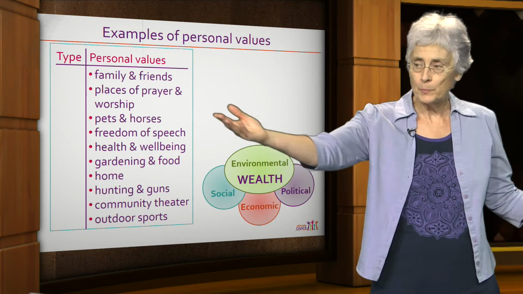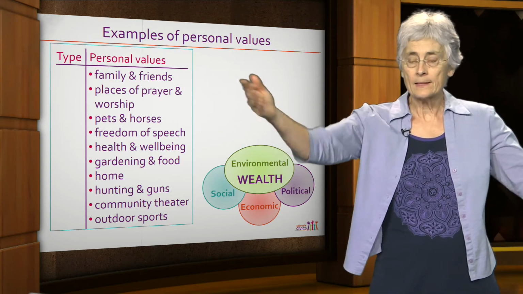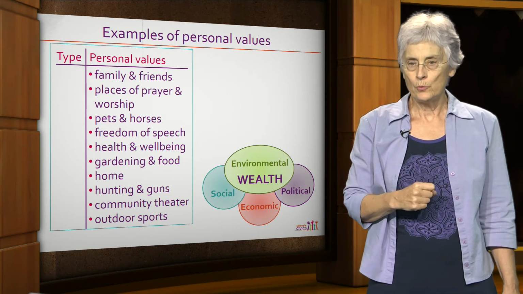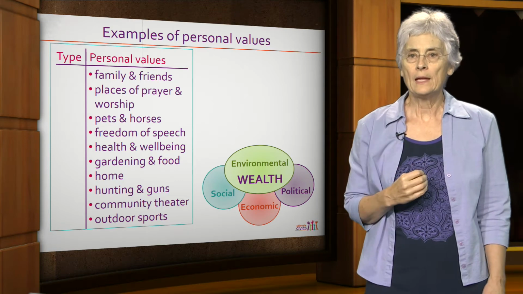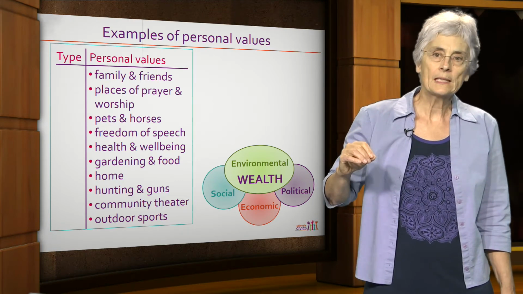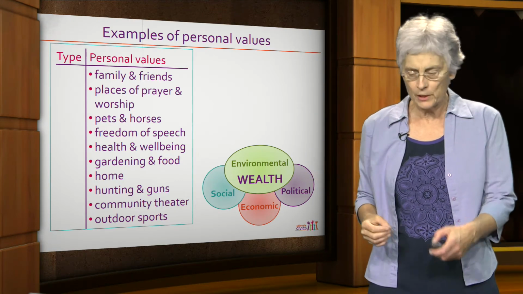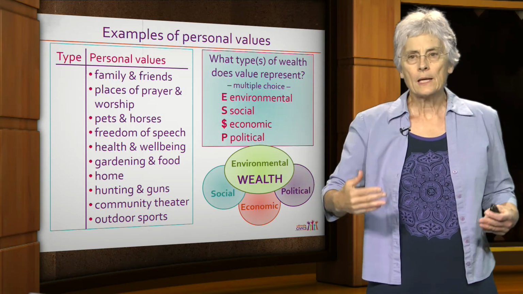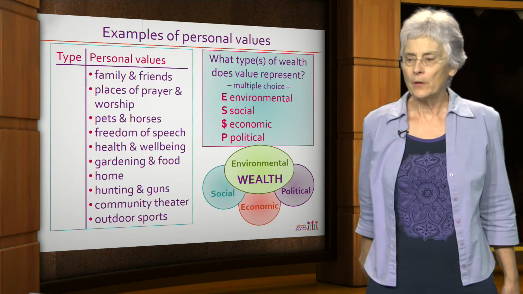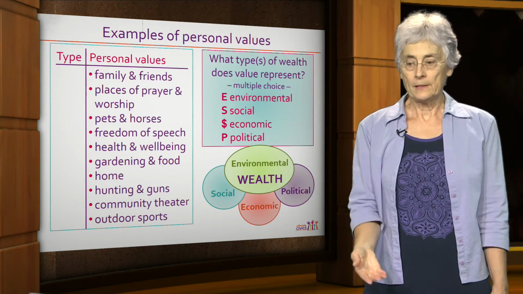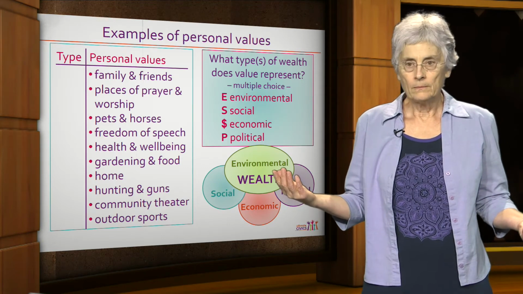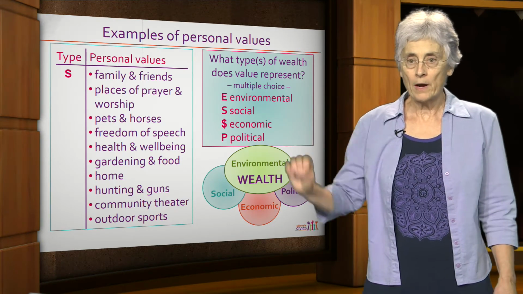So, family and friends. You call on the hands, and importantly, you ask people to explain what they're thinking, because the explanation is what's key. People might not be thinking the same way as you, and this is about broadening our tolerance and our acceptance of other people. So what type of wealth does this value represent? Family and friends. Well, family and friends was right there on social wealth.